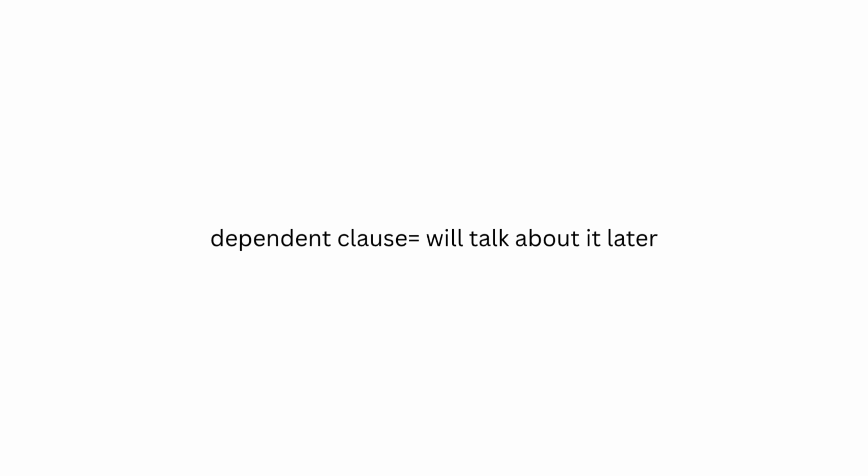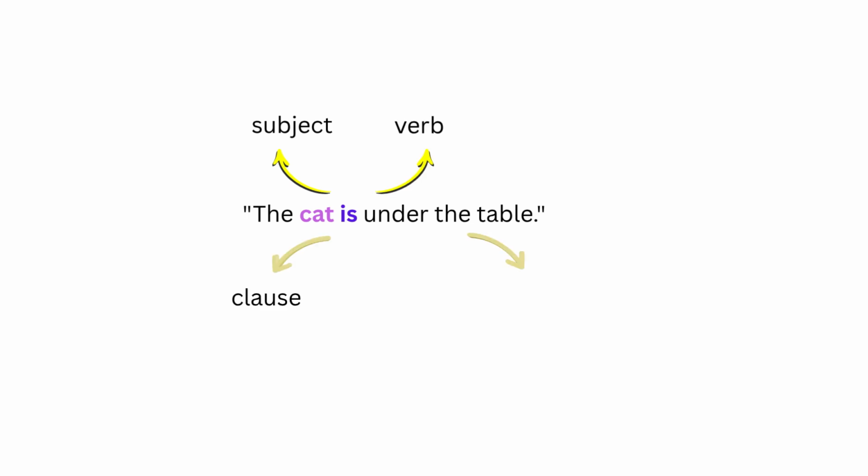The second clause is, because the sky was clear. It also has a subject, the sky, and a verb, was, but it begins with because, so it cannot stand alone. That's a dependent clause. Now compare it with the cat is under the table. Here, the cat is forms the clause because it contains the subject and the verb, while under the table is simply a phrase. Together, they form one complete sentence.